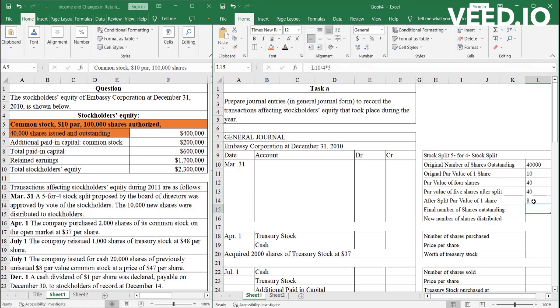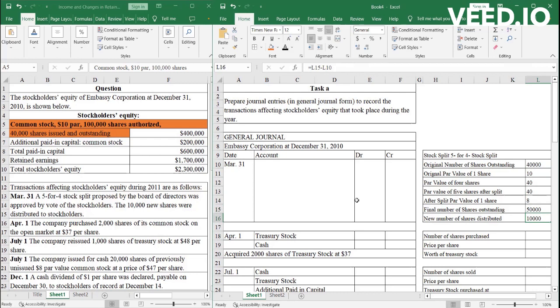Now, we know that the par value is 8, and for the final number of shares outstanding, what we have to do is take the original number of shares, 40,000, divide them by 4 and multiply by 5. So we now have 50,000 shares outstanding. The difference between 40,000 and 50,000 is 10,000, so 10,000 new shares were issued.